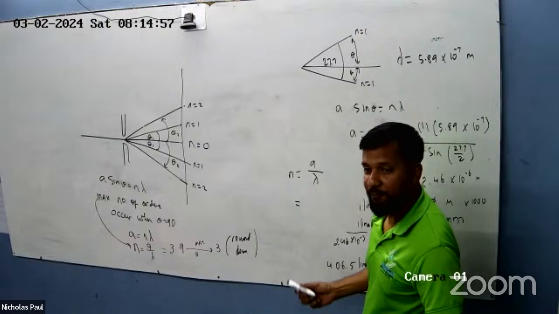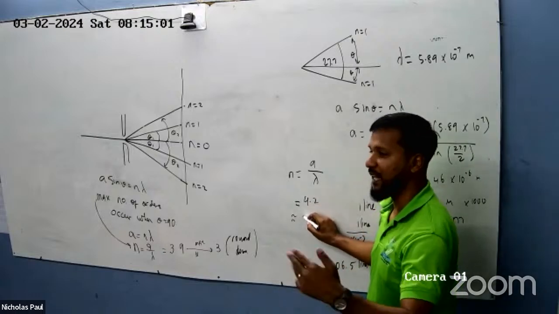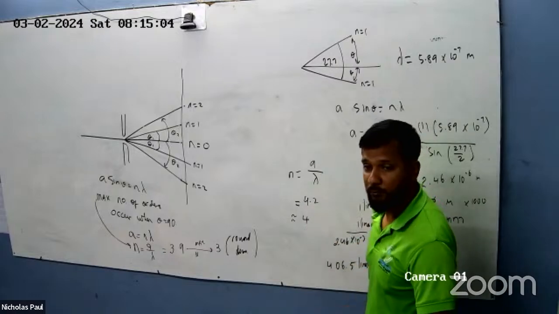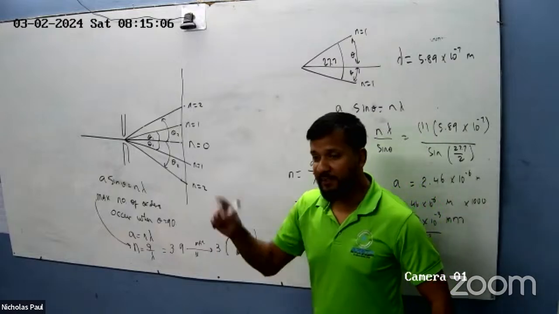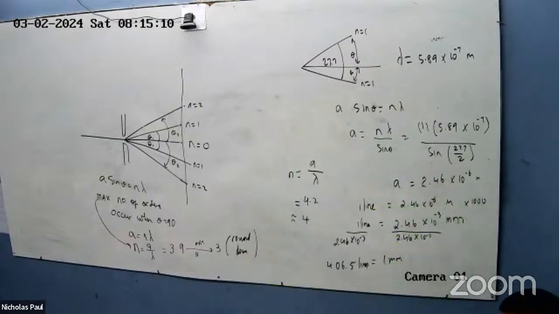What did you get? 4.2. So therefore the number of orders on each side is 4. So you have 4 on each side.